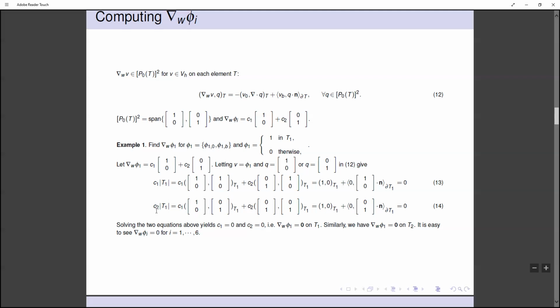Similarly, we can find C2 also equals 0. We got C2 just by testing Q with 1, 0 and 0, 1. So we find C2 is 0. Therefore, the weight gradient of phi1 equals 0 on T1. And the weight gradient is local, totally local. It's computed on each element. So we have 2 elements here. So we need to find the weight gradient of phi1 on T2. We can find the weight gradient also equals 0 on T2 similarly.